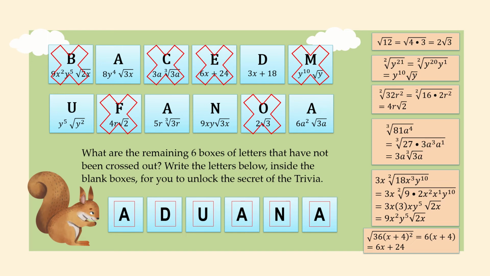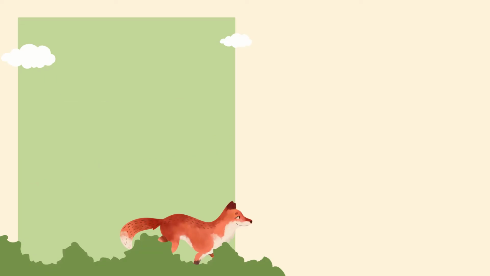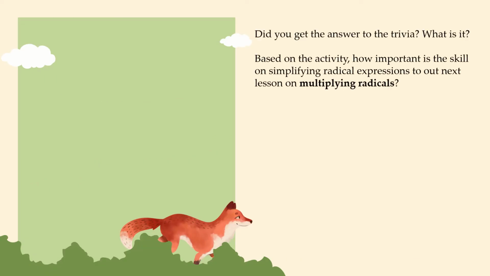That is referred to as the Malacañang of the South, and that's located at the back of Cebu City Hall. Okay, so we got the correct answer. So did you get the answer to the trivia? Based on the activity, how important is the skill of simplifying radical expressions? To our next lesson on multiplying radicals.